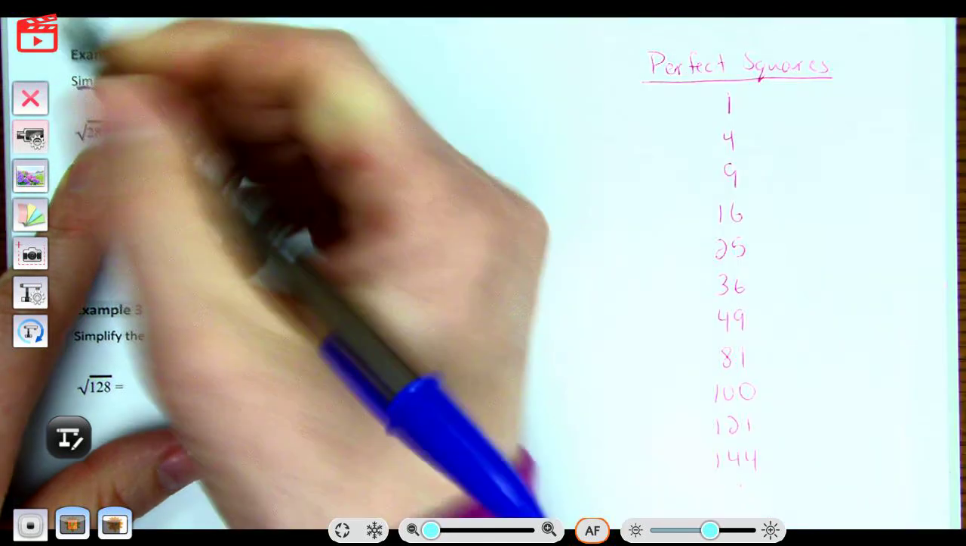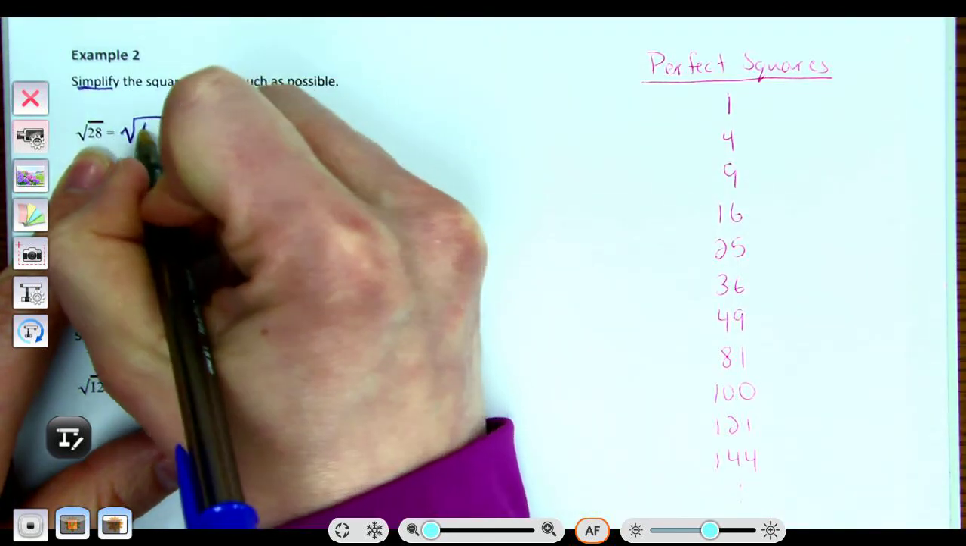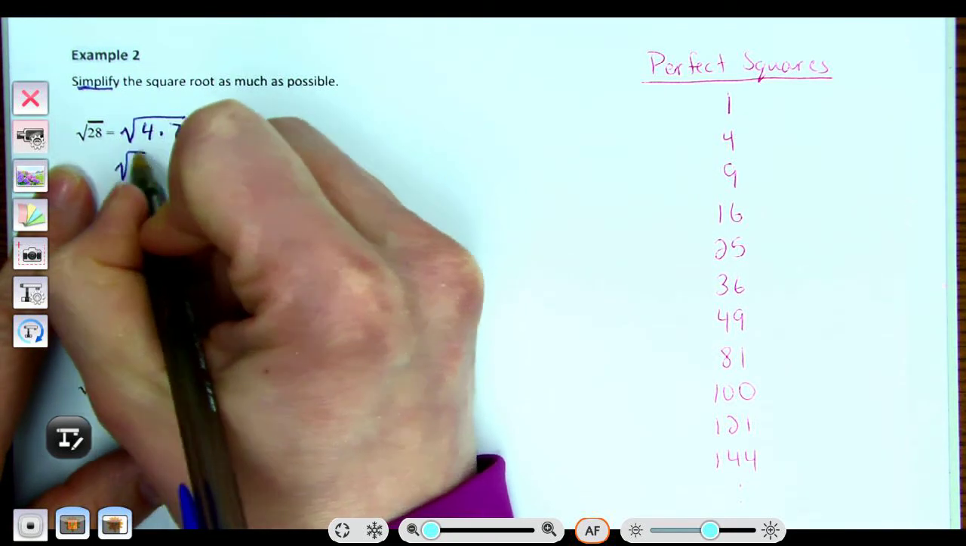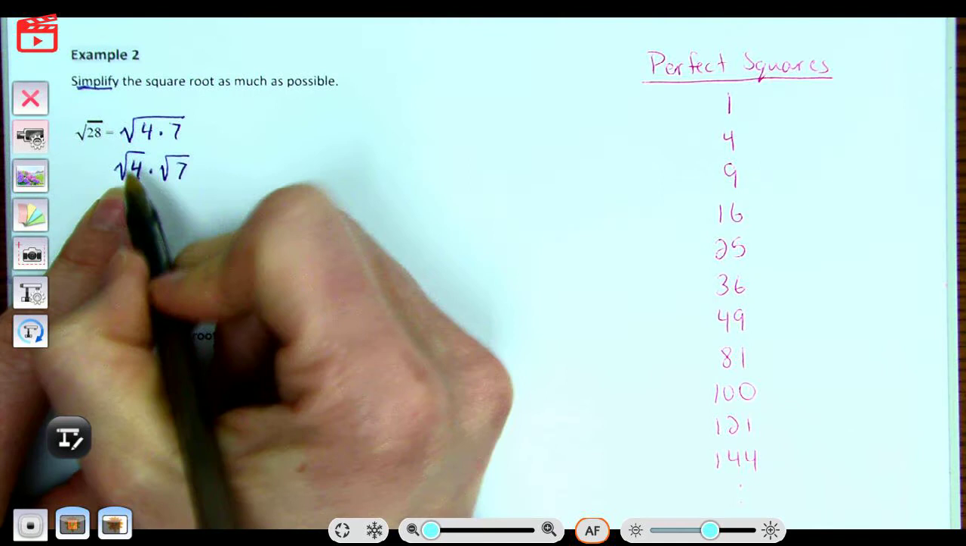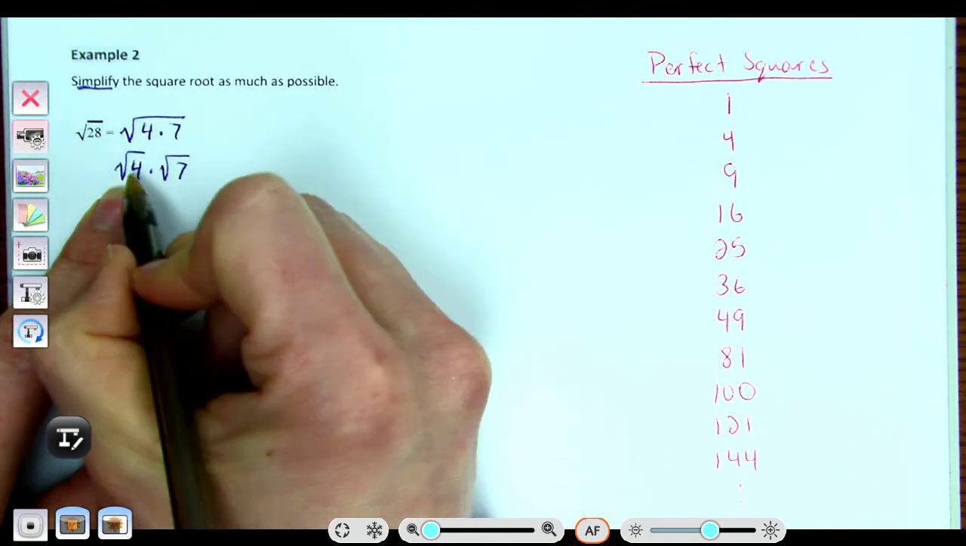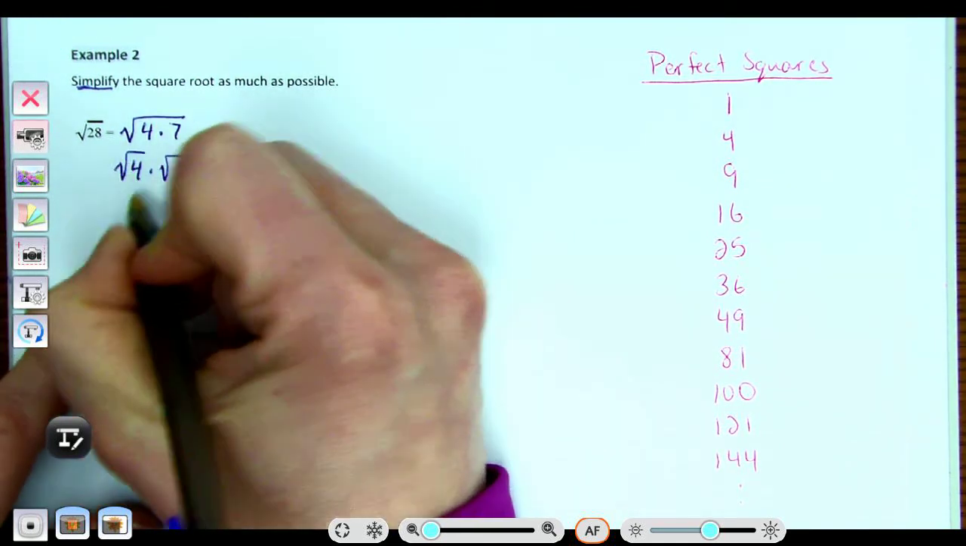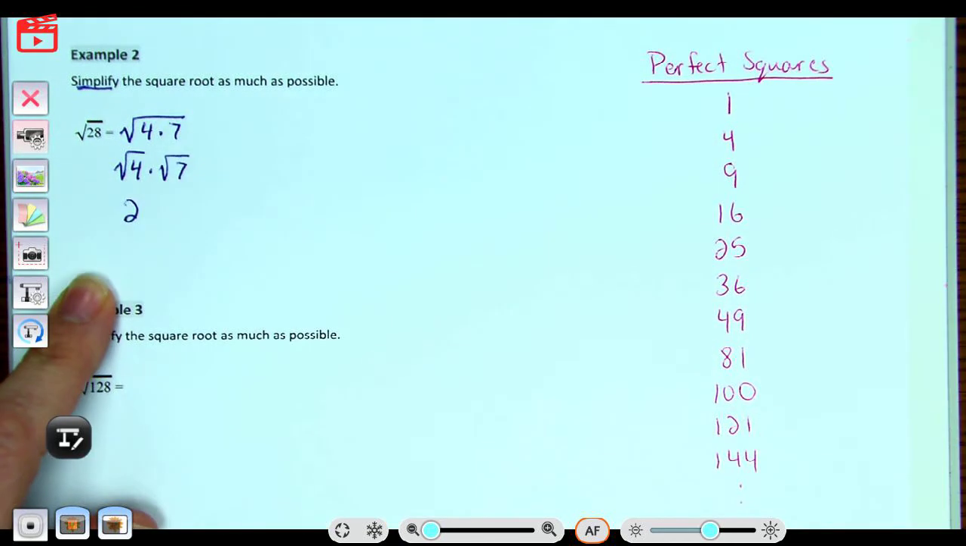4 is. And I can rewrite this as 4 times 7 and rewrite it as the square root of 4 times the square root of 7. Well, what is the square root of 4? Always start with that question. Well, the square root of 4 is 2 because 2 times 2 equals 4.